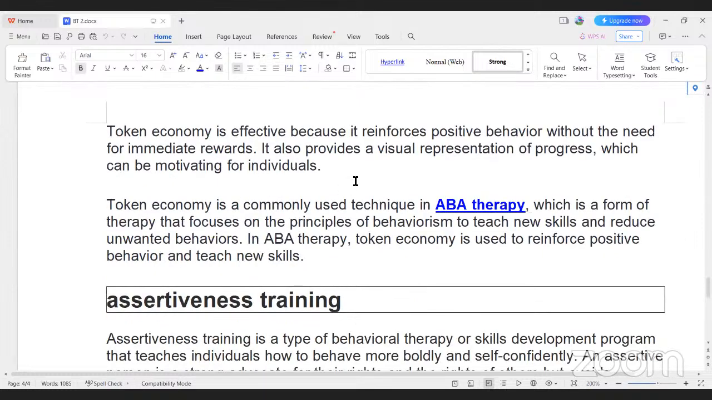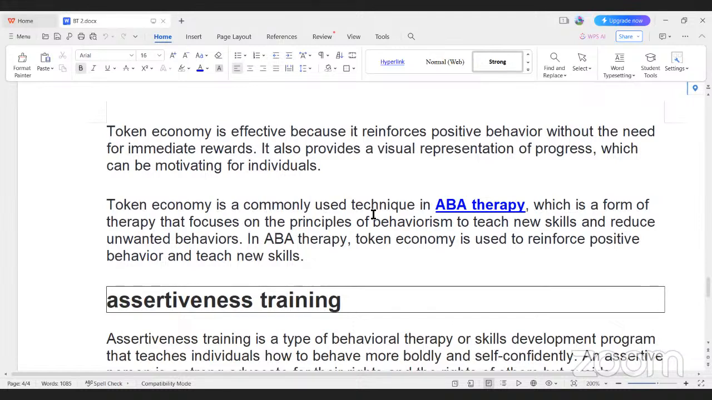And token economy is effective because it reinforces positive behavior without the need for immediate rewards. In token economy, we need not give an immediate reward. We only give the tokens as a reward. When they exchange the tokens, that is their wish. It also provides a visual presentation of progress, which can be motivating for individuals.